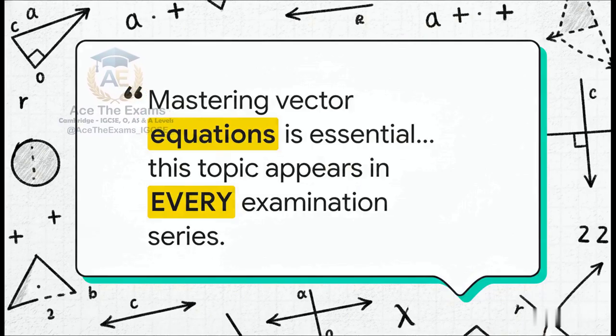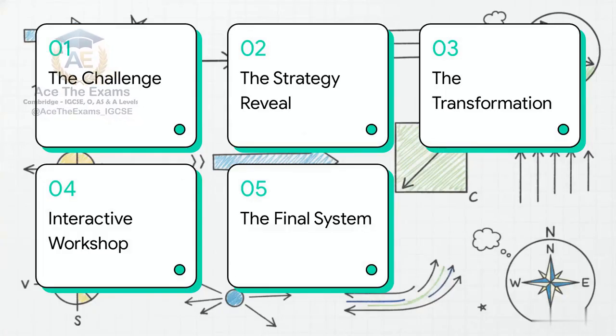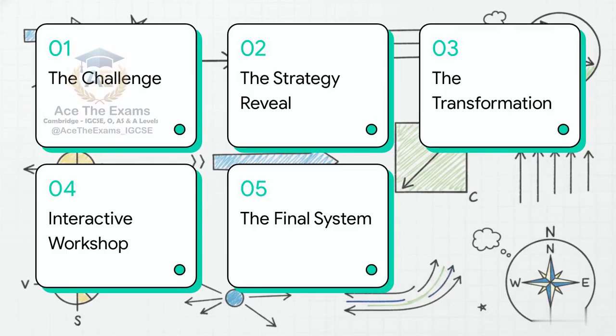We are going to break down exactly what those examiners are desperately looking for and exactly how you can give it to them. All right, here is our roadmap for today's session. We've got 5 clear acts. Act 1, the challenge. Act 2, the strategy reveal. Act 3, the transformation. Act 4, the interactive workshop. And Act 5, the final system. Let's get right to it.